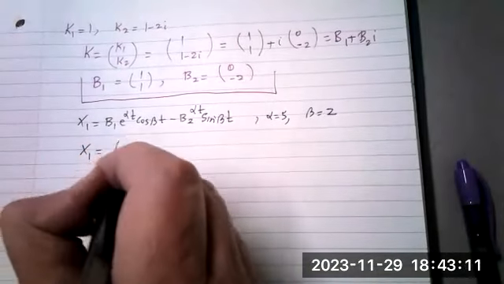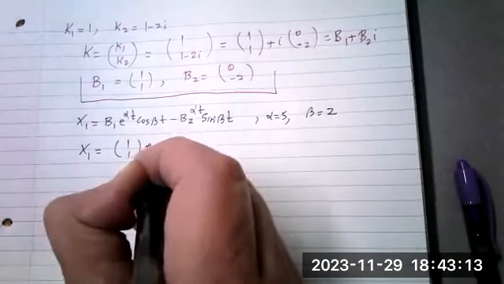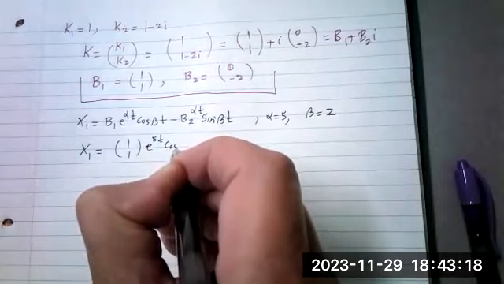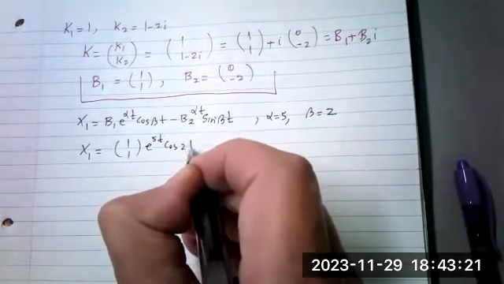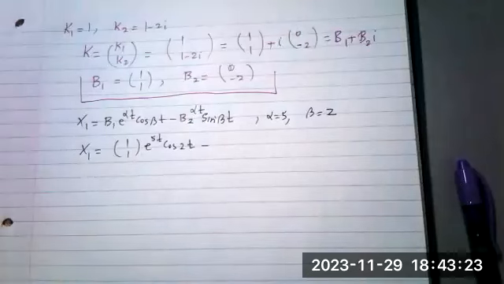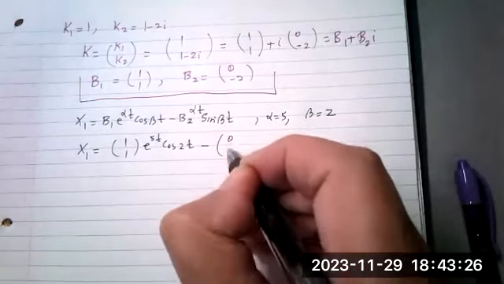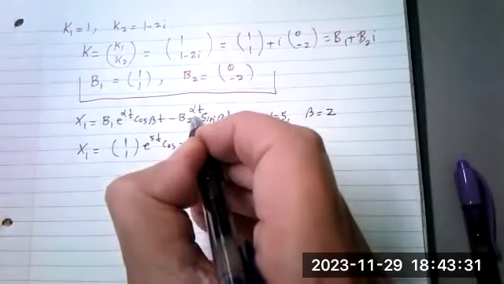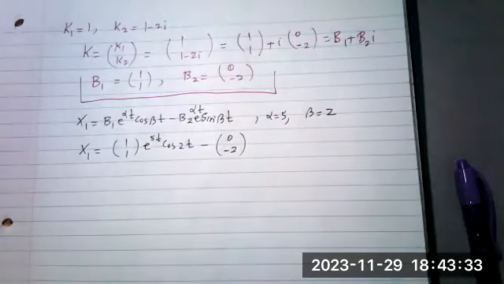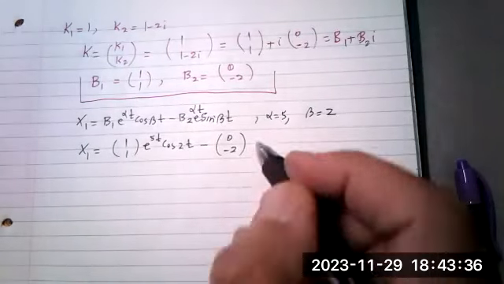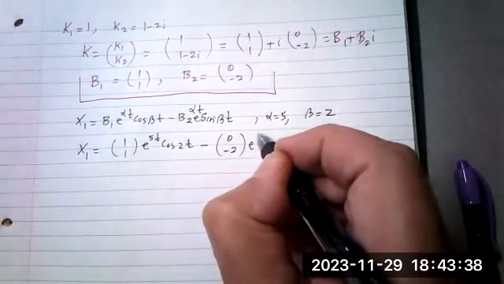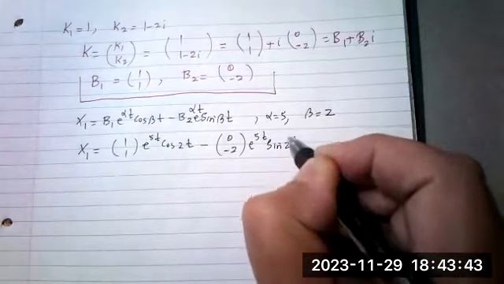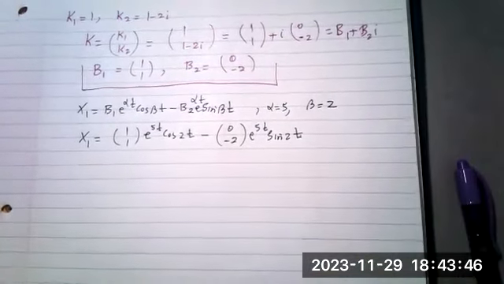x1 equals b1, which is 1, 1, e to the 5t cosine of the 2t, minus b2, b2 is 0, -2. Okay, there is an e here that I missed. Okay, this is going to be 0, 2, again e to the 5t, the sine of the 2t. So that gives you one solution.